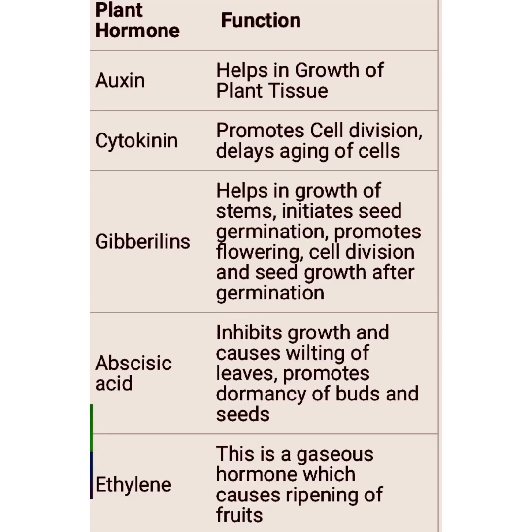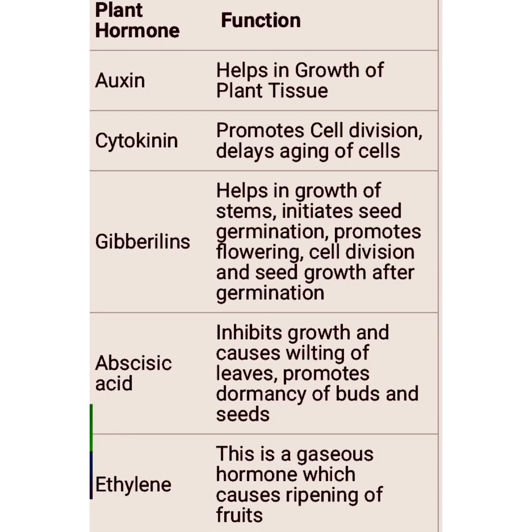Auxin has many functions. It helps in apical dominance. That means it helps the apical tissue of the plant to grow more. So it helps in the growth of the plant tissue. Cytokinins promote cell division and delay the aging of the cells. Gibberellins help in growth of the stems, initiate seed germination, promote flowering, cell division and seed growth after germination.